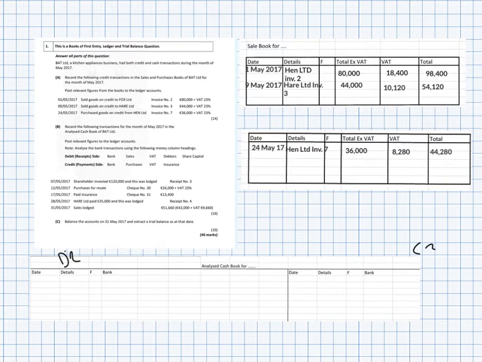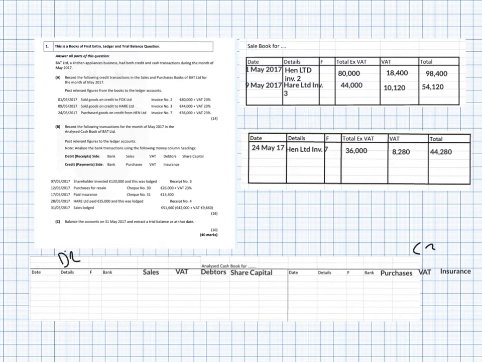The headings are bank, sales, VAT, debtor, share capital on the debit side, and then on the credit side you have bank, purchases, VAT and insurance. I'm just going to pop these headings in on the debit and the credit side now. I've taken these headings and put them where they've asked us to put them. Now what we need to do is put each of these transactions into the analysed cash book. Don't forget your analysed cash book heading as well.